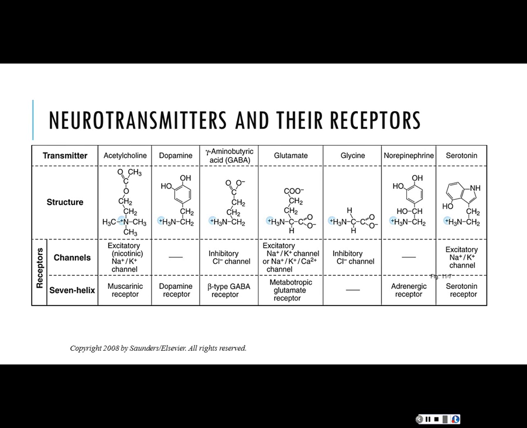Nicotinic. Because they bind to something that looks familiar, right? Nicotine. They got someone's chemical right in our lab. So they're called nicotinic receptors. Go ahead and just commit that one to memory. We're going to use it a lot.